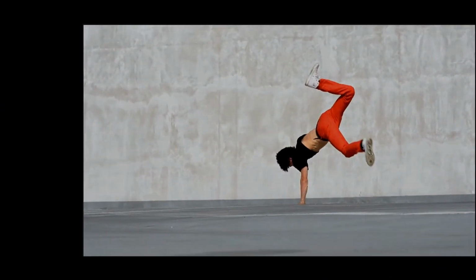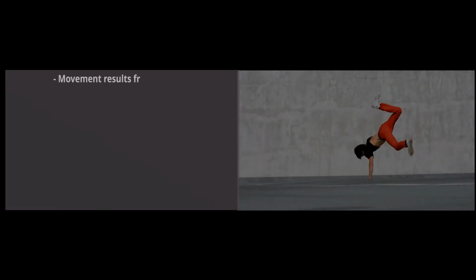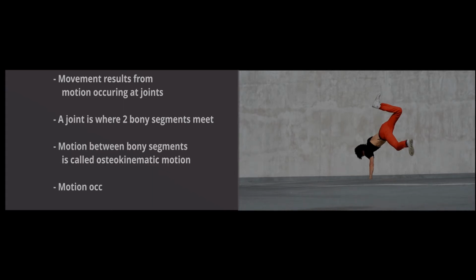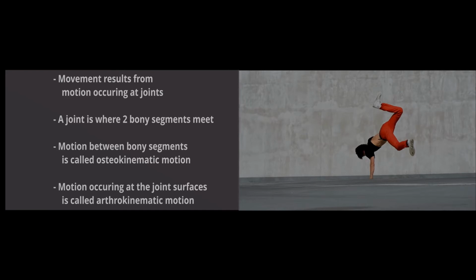Let's take a closer look at movement and how it happens. Movement occurs at a joint between two bony segments. Motion between those bony segments is referred to as osteokinematic motion. The motion occurring at the joint surfaces we call arthrokinematic motion.